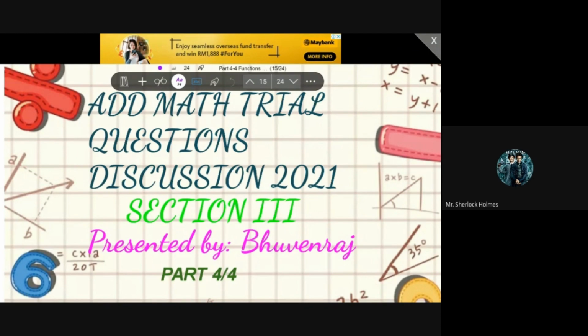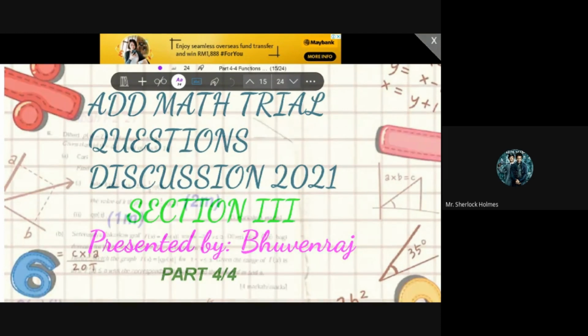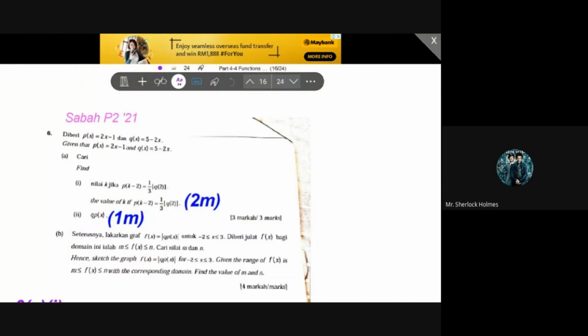So let's start. First one, we look here. The first state paper we are going through is SABAH. Kita akan buat paper SABAH pertamanya. Kamu semua boleh lihat kat sini ada dua functions. Randomly saya akan tanya kat kamu semua soalan-soalan. I'll ask you questions so you can answer in the chat box. First of all, p(x) is 2x minus 1. Q(x) is 5 minus 2x.